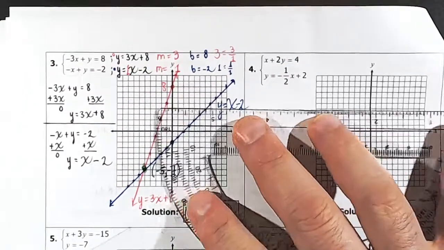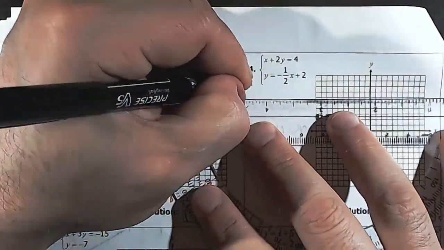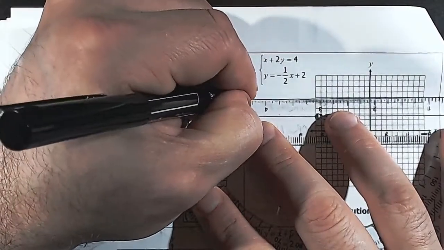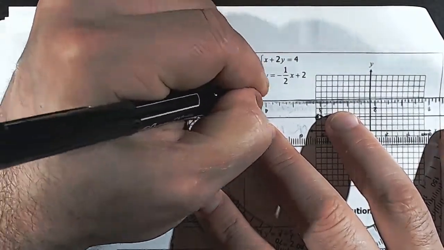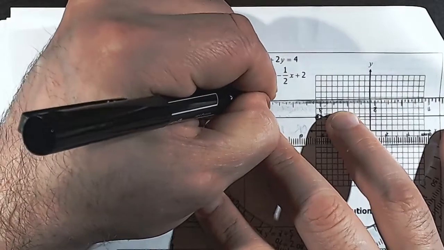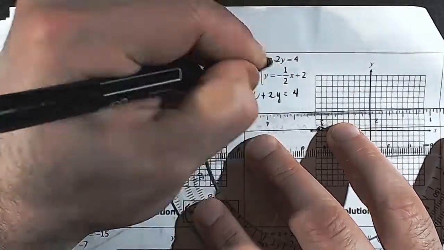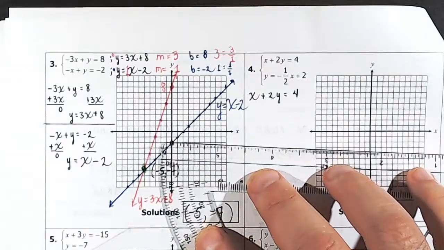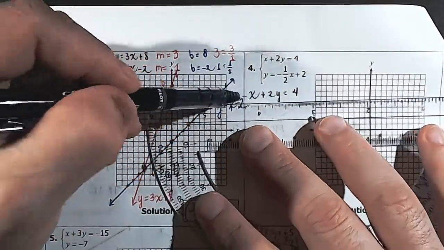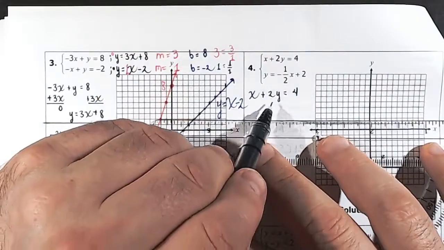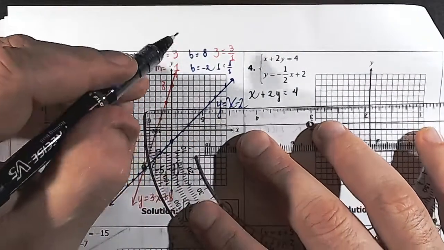So our first item that we're going to complete is we're going to convert this equation from standard form, x plus 2y equals 4, into slope-intercept form. And I want you to write it just like this. And now we have to get y by itself. So this is going to be a two-step process.